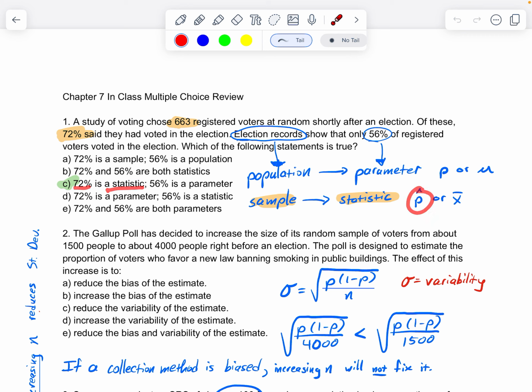P hat. The 56% came from election records, which is the population. That's the records of everyone in the city and if they voted or didn't vote. So that's a parameter. So the answer is C.